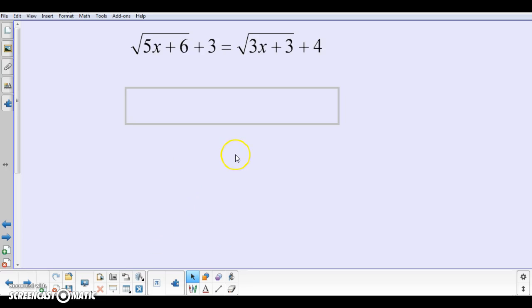In this video, we're going to do another fairly hard radical equation. I'll show you a couple ways to do this. So, like in the last video and last example, when there's multiple radicals, our job is to try to get rid of them one at a time at best.